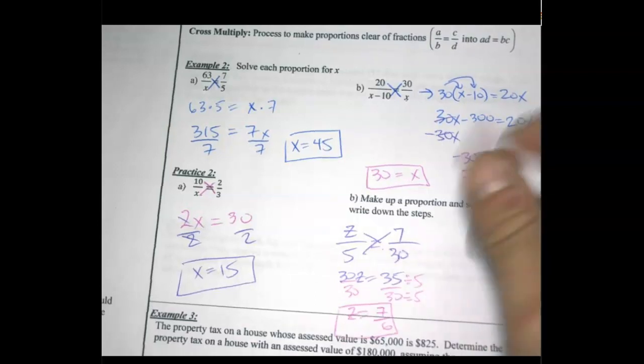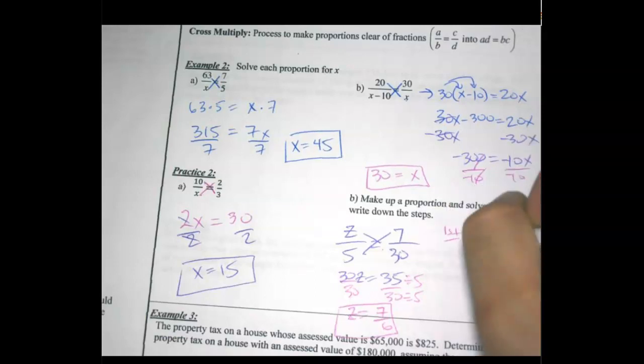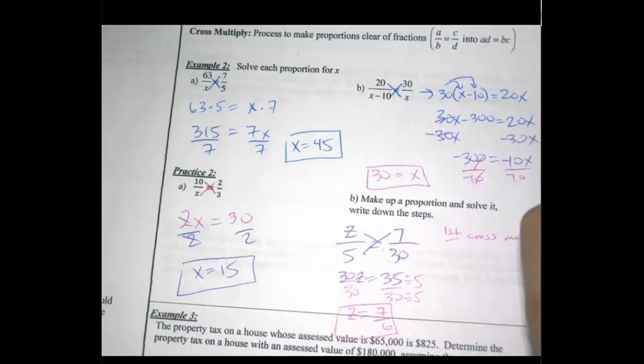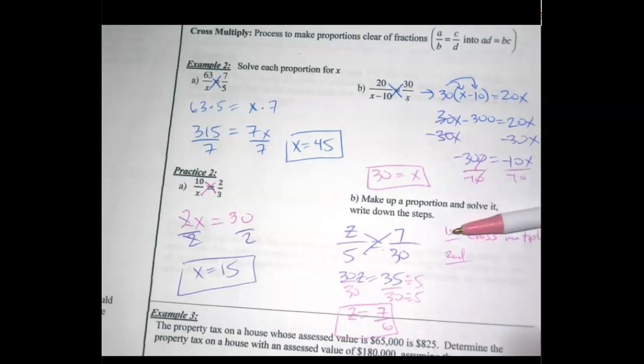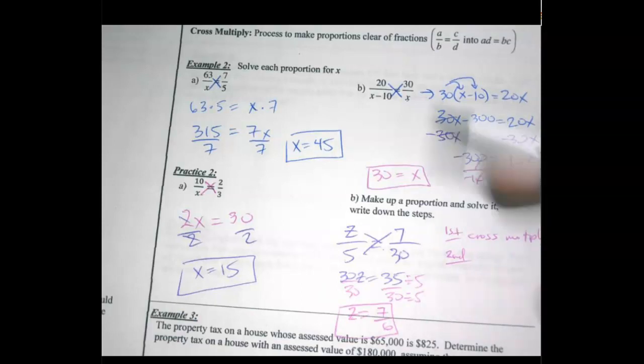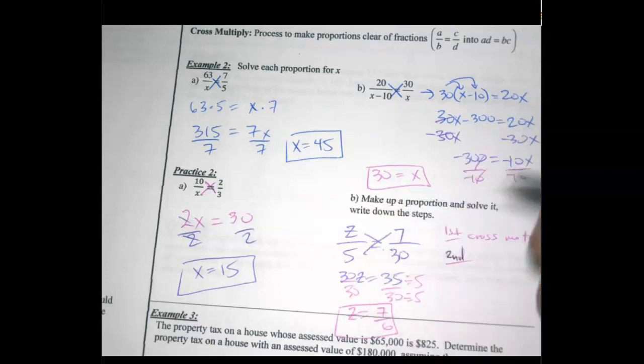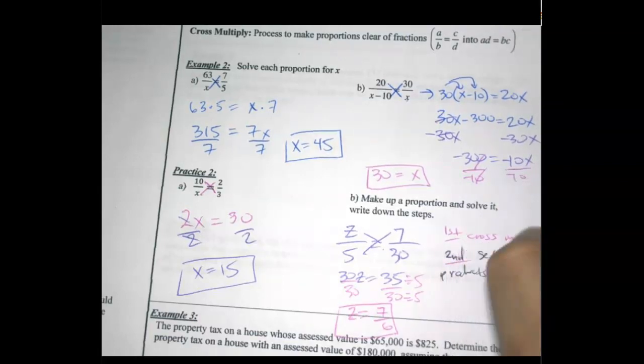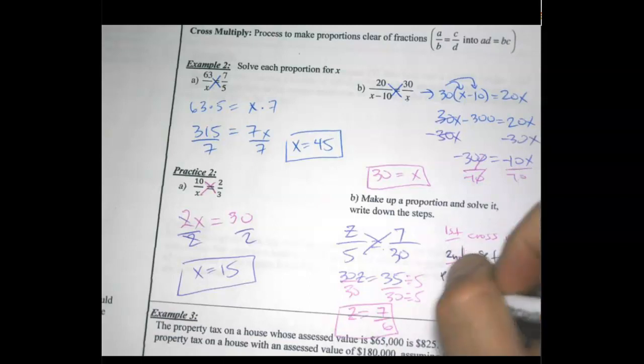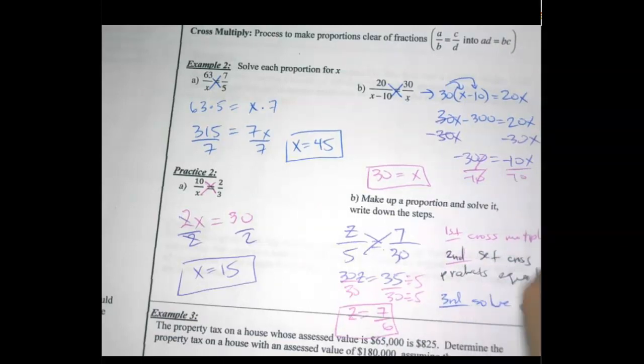Write down my steps. First, I cross multiply. When I cross multiply, second, I set my cross products equal, right? When you cross multiply, you get what's called cross products. So you set those equal, as we've been doing in these last few problems. And then third, I solve it, right? So first cross multiply, second set the cross products equal, third solve the equation, right?